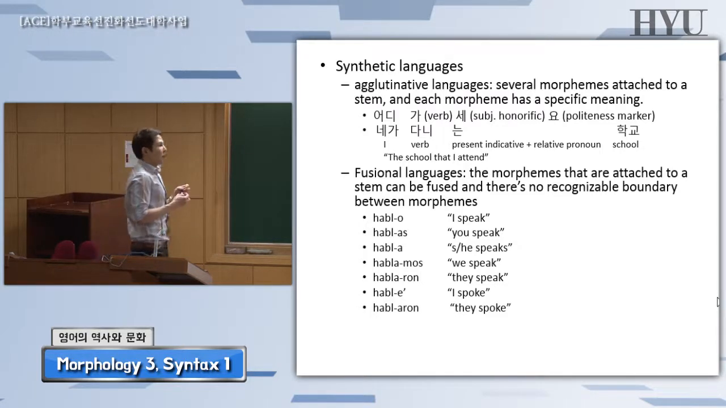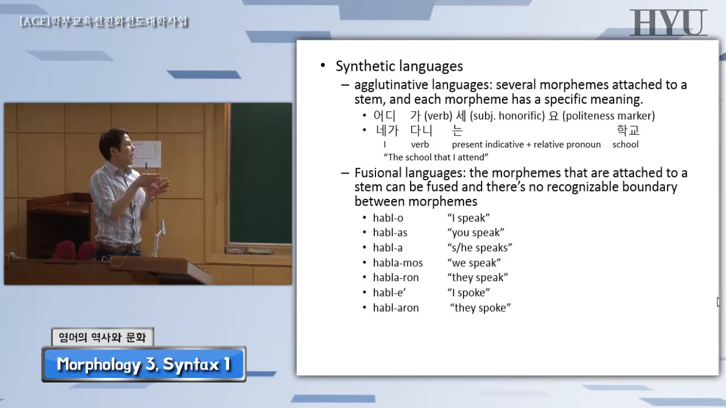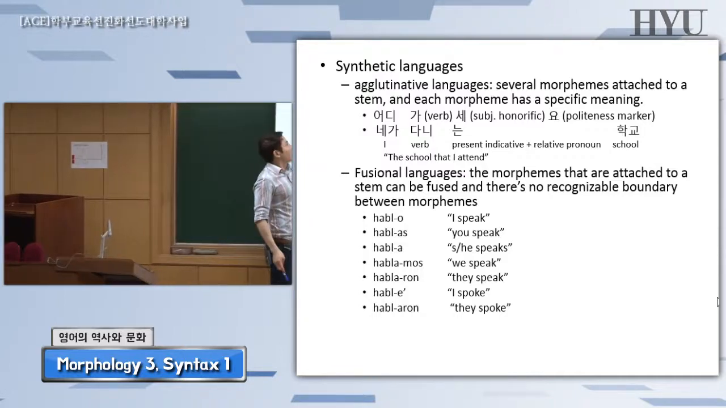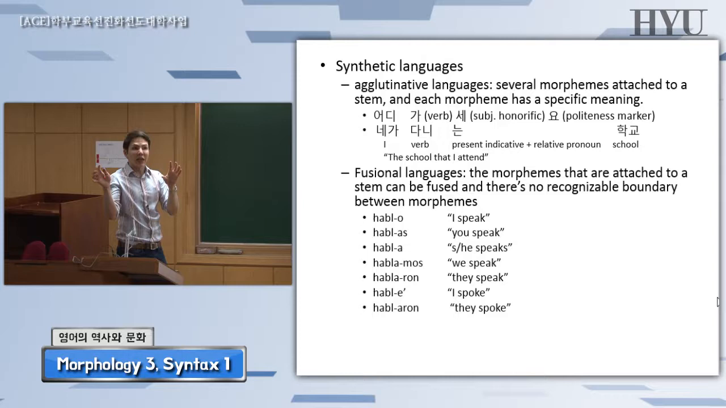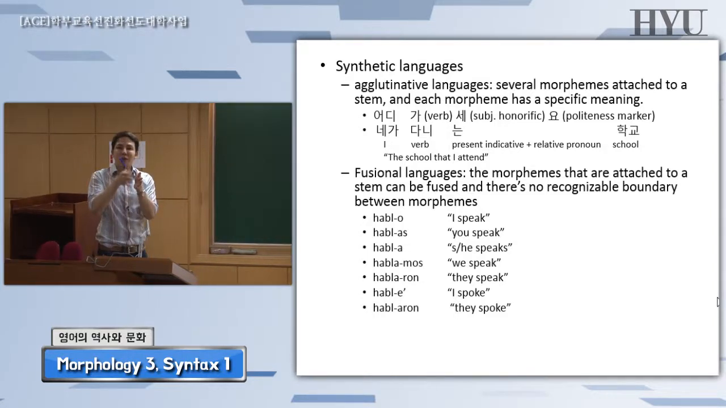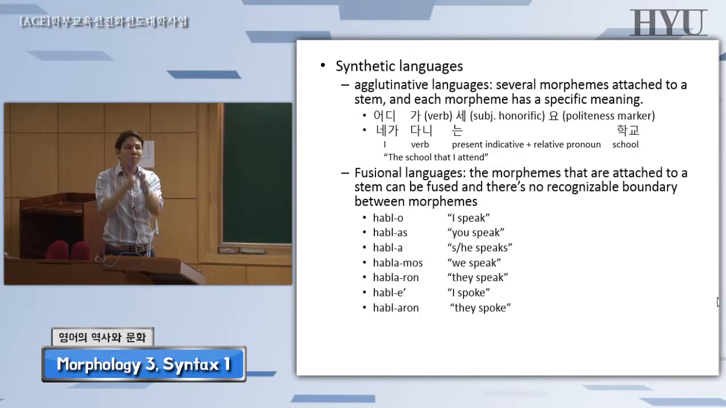For agglutinative languages, you have several morphemes attached to a stem, and each morpheme has a specific meaning. You can memorize the word glue. Glue is just like glue that you use to attach things together. When you glue things together, you can still see the concrete boundaries between things.